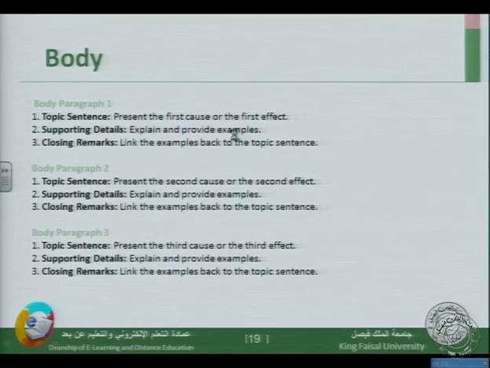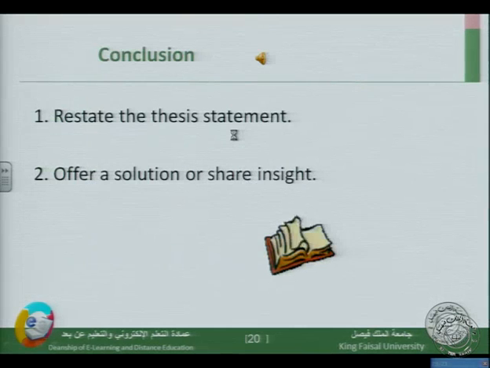In body paragraph 2, you do the same thing as you did in body paragraph 1. In the topic sentence, you present the cause or the effect, then you explain it and support it with more details, and then you have closing remarks connecting it with the topic sentence. And you do the same in body paragraph number 3. In the conclusion, all you want to do is restate the thesis statement, or you can offer a solution or share an insight.